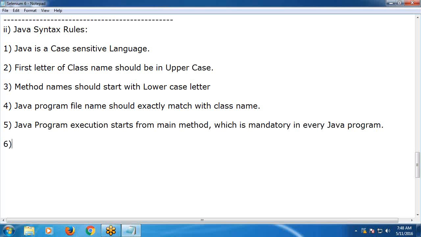Next, every statement or step should end with a semicolon symbol. Every normal statement. Main method is not a statement, that is a code block. See, every statement, or you can say step, every step should end with semicolon. What is the symbol of semicolon? This one.